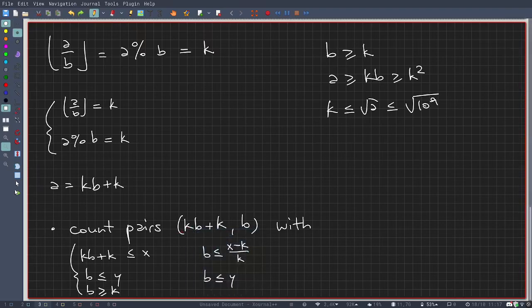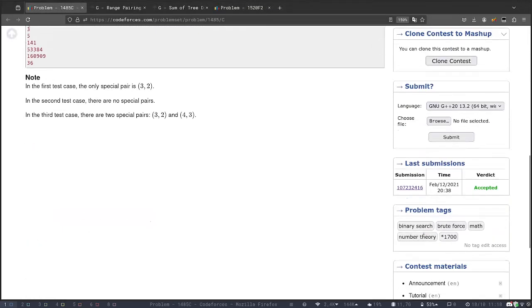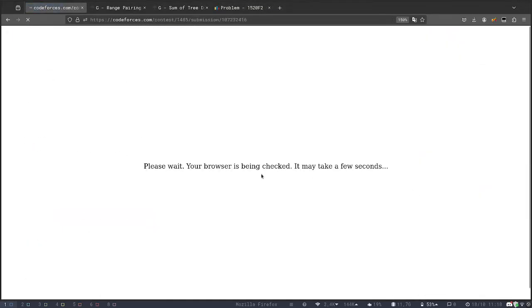B greater than or equal to k. So now it's just a for loop with one line, because here the valid values are all the ones in the range k to minimum of y and x minus k over k. And this interval may be empty. If you see, the code is really short, it's just doing this calculation.